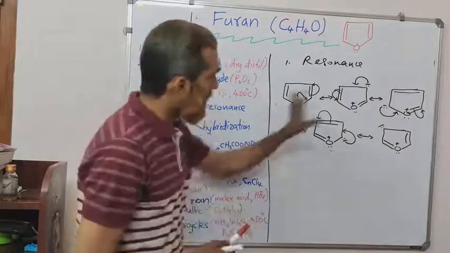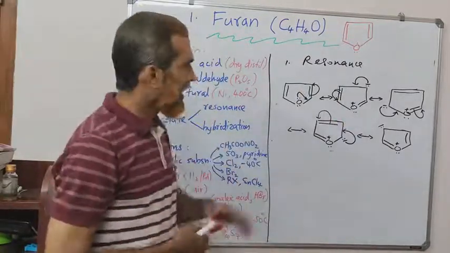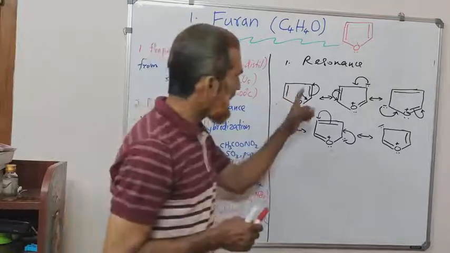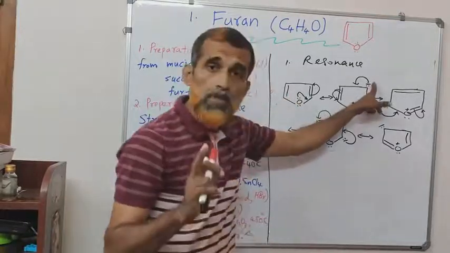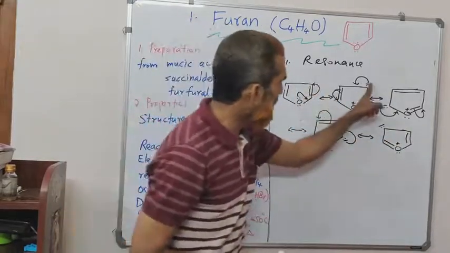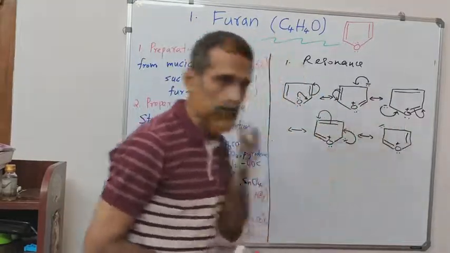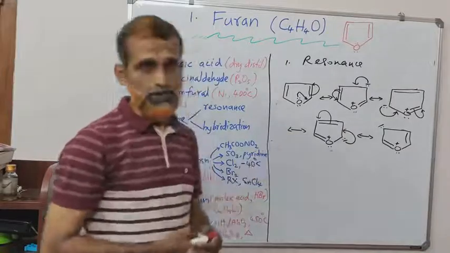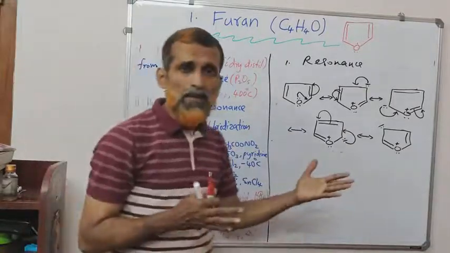So there are 5 structures. In short, the negative charge appears on all the 4 carbons. You can see that, except oxygen, negative charge is there on all the carbons. This is the resonance structure. Now comparing with benzene.